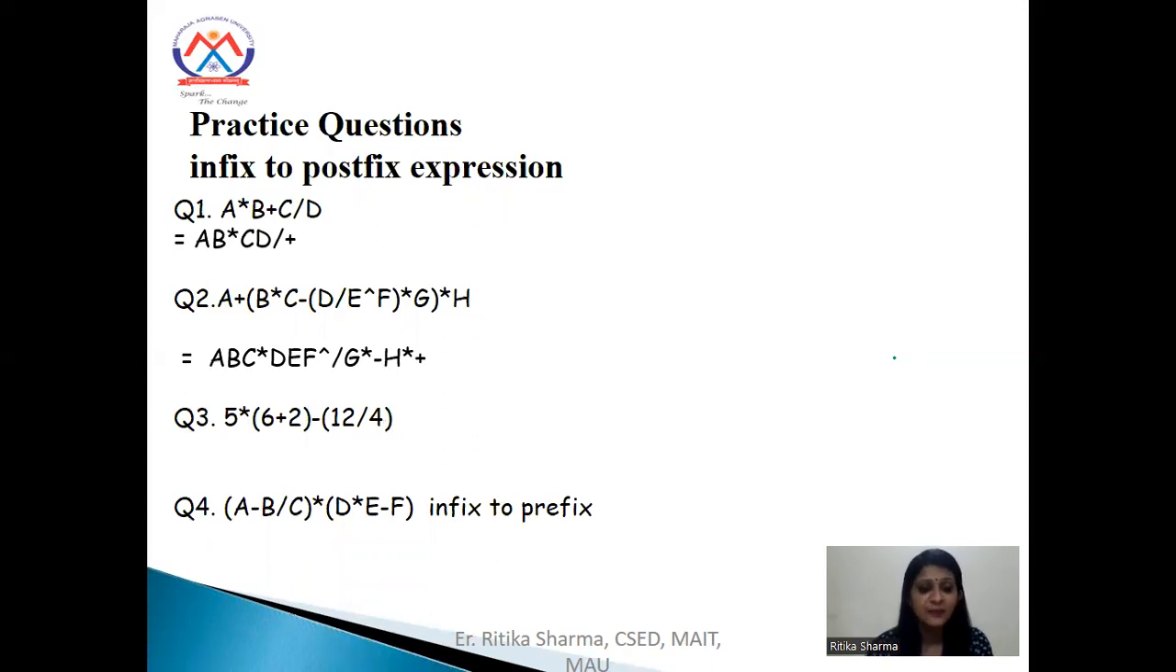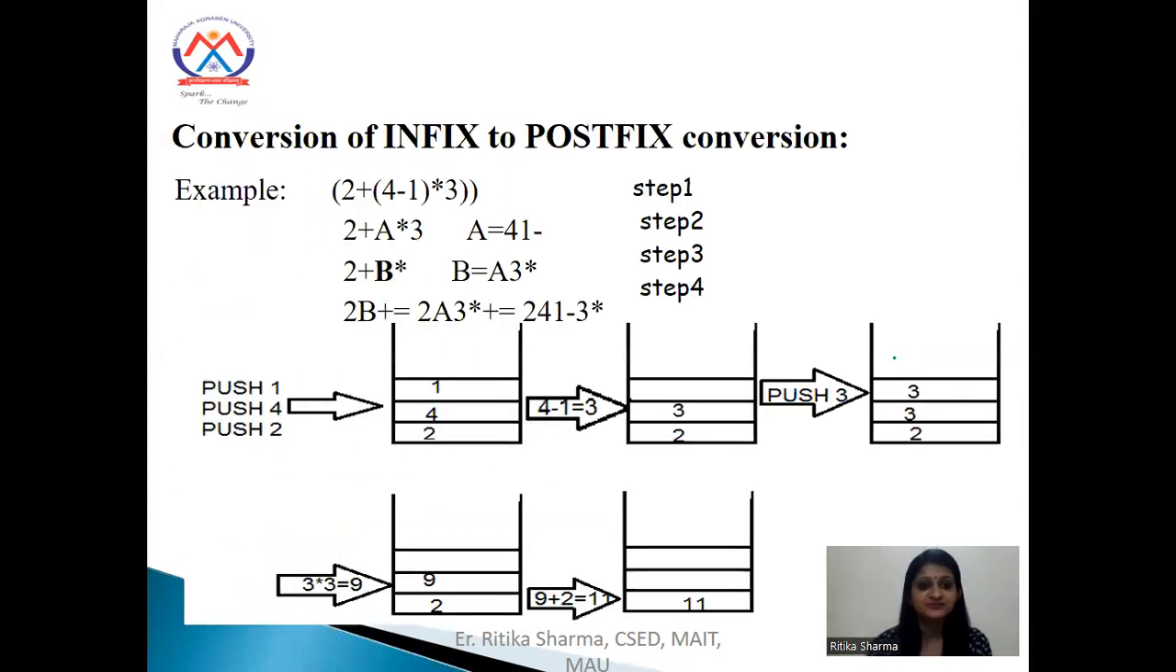divide G star minus H star plus 562 plus star 124 divide minus star minus A slash B C minus star D E F. So solve these questions and match your results.